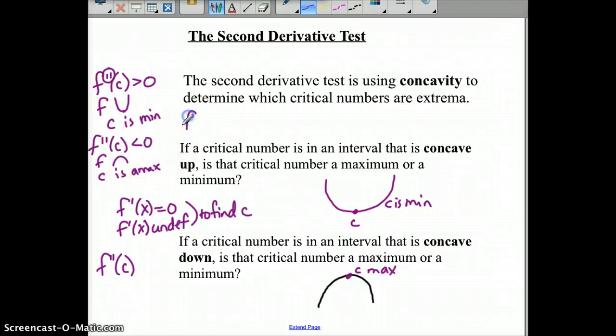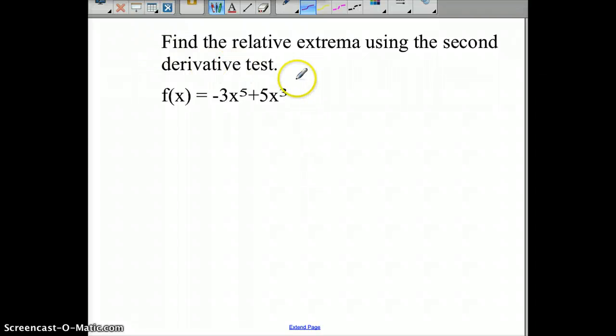And there will be times when the second derivative actually equals 0. So it's not concave up or concave down there, because your second derivative equals 0. You can't tell anything about C, so that means that the second derivative test fails, and you have to go back and do the first derivative test. Remember, the first derivative test and the second derivative test are both testing critical numbers to see if they are maxima or minima.